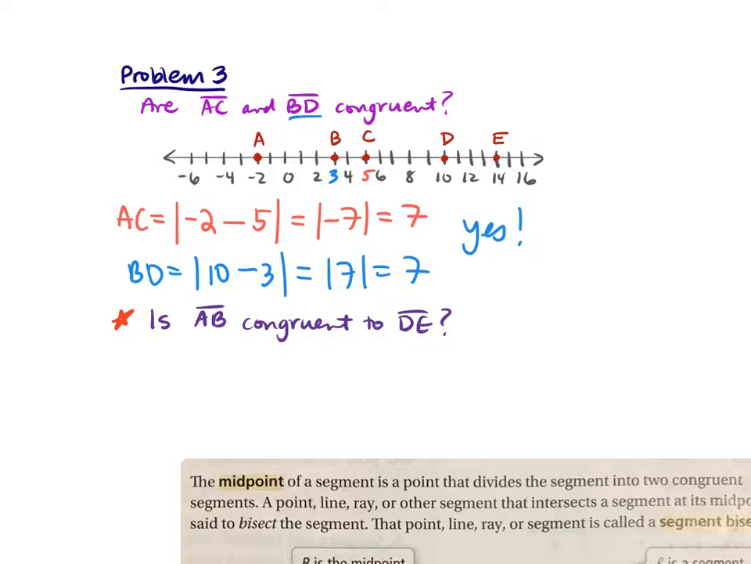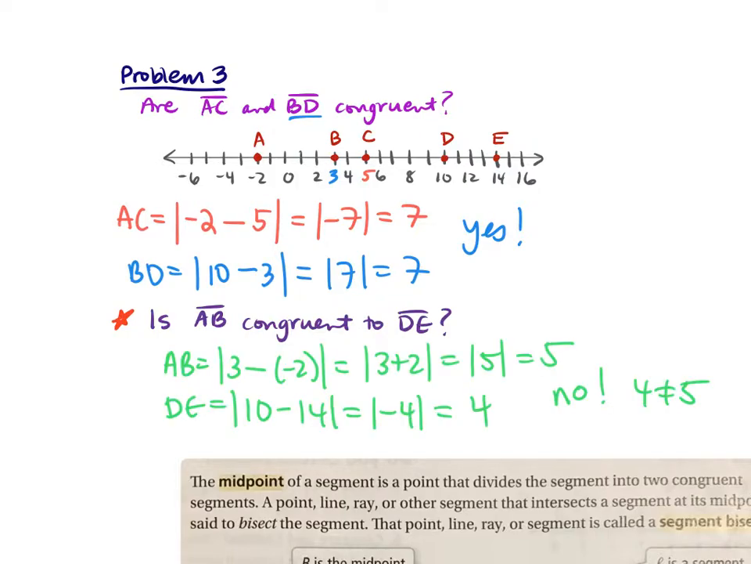Okay, so for on your own, please pause the video and try this question. Is segment AB congruent to segment DE? So push pause, try it on your own, get an answer, and then come back to see if you got it right. Okay, and now you can check your answer here. AB was 5, DE was 4, so no, they were not congruent, right? 4 does not equal 5.